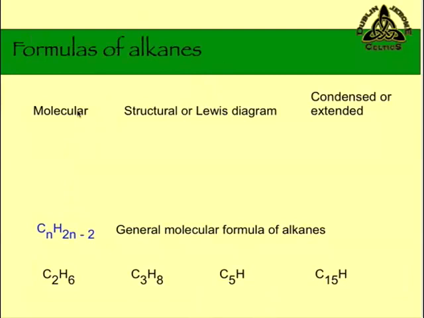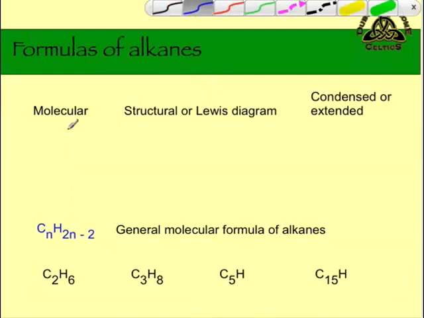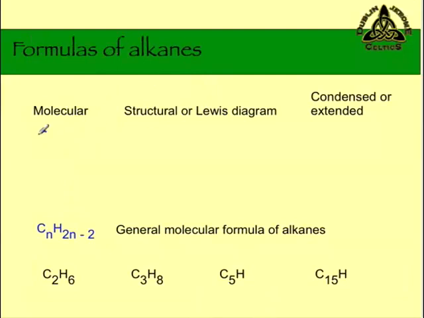Alright, so formulas of alkanes. We've got molecular formulas, the structural or Lewis diagrams, and then the condensed or extended formulas. And we need the pen for this because we're going to do some drawing here. Let's take blue. We haven't used blue very much when we've done these podcasts. So the molecular formula is something very simple. We're going to do the molecular formula for a pretty simple hydrocarbon known as ethane. It's C2H6.